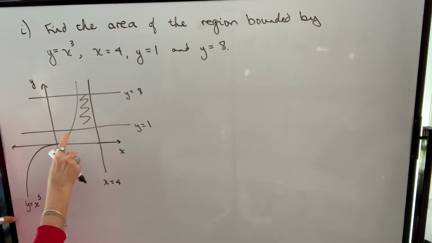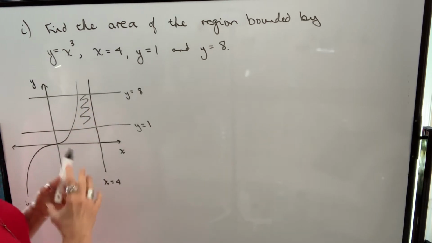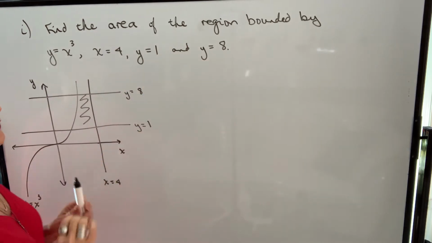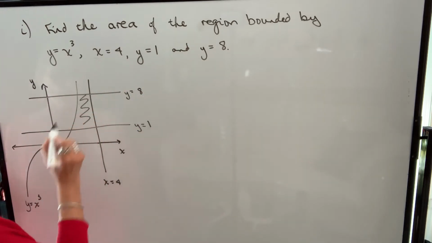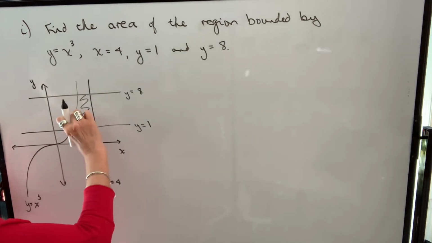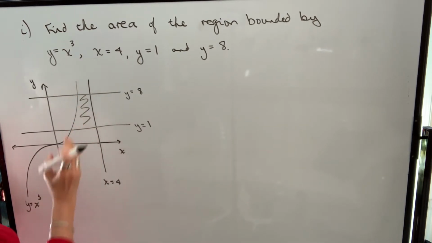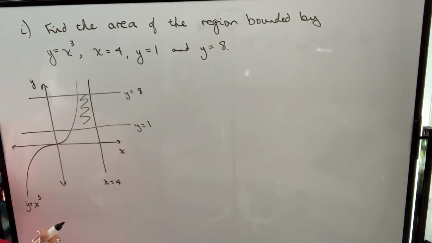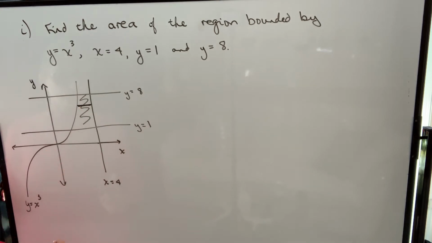There's a whole bunch of regions in here, but be careful that you find the region that's bounded by all of the curves that you're given. So this is the area we want to find. As mentioned, I could use vertical rectangles, but then I have to split it up into two areas and find the areas separately and add them. Or I can use a horizontal rectangle.